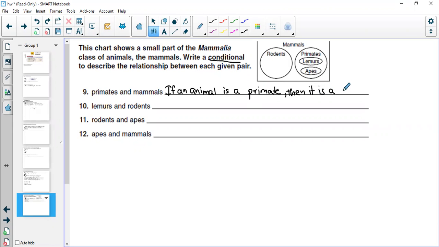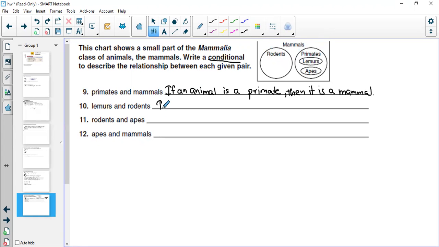Because you're writing conditionals, it's easy. So this is how you describe the relationship between a primate and mammal. If an animal is a primate, then it is a mammal. The next one, lemurs and rodents. So how are you going to describe the relationship between lemurs and rodents? Now you could see that they are in two different circles, which means they are mammals, but they are in two different groups. So how are you going to write this?